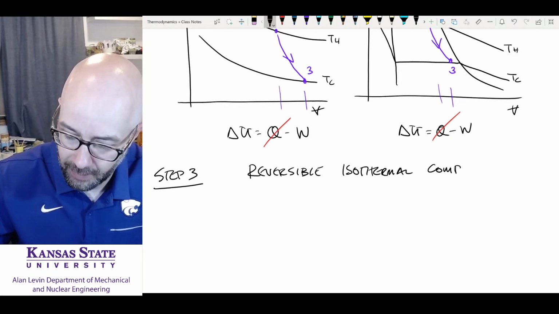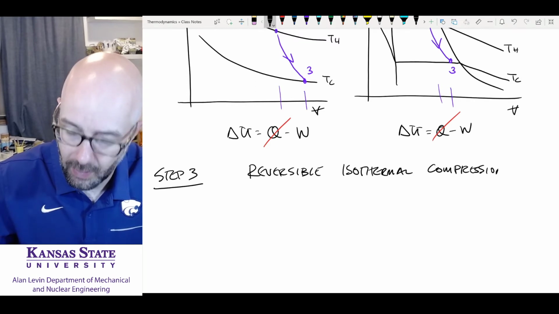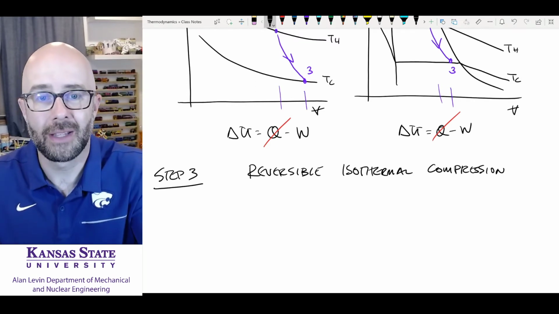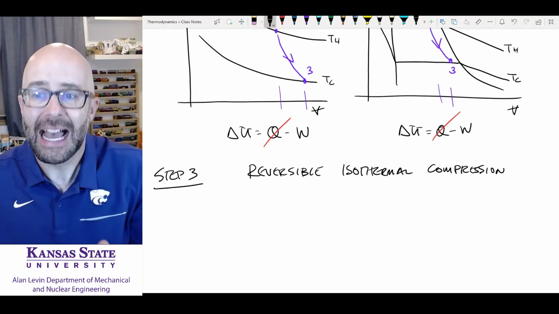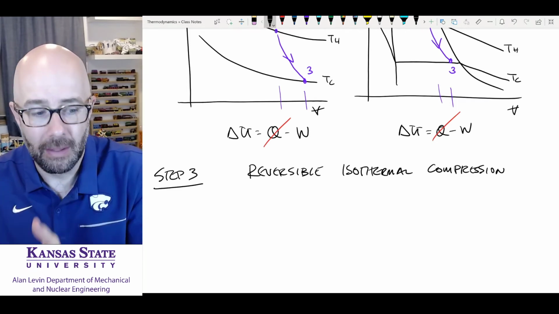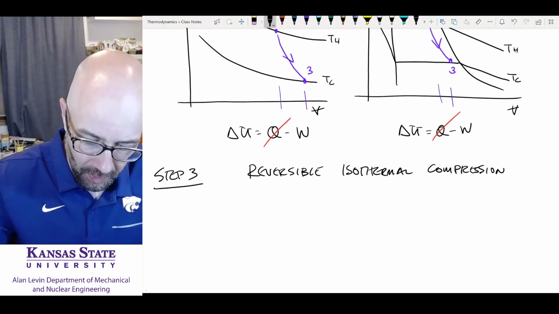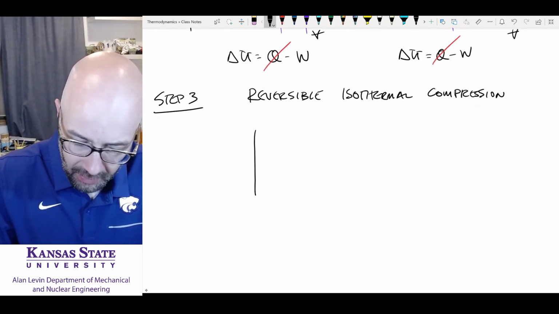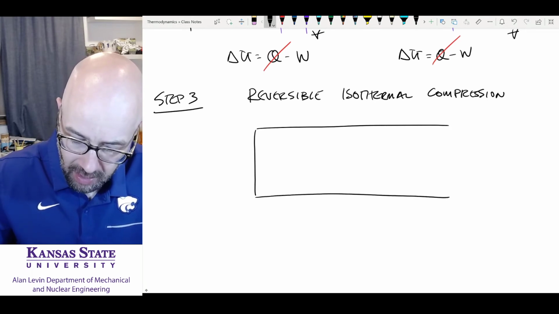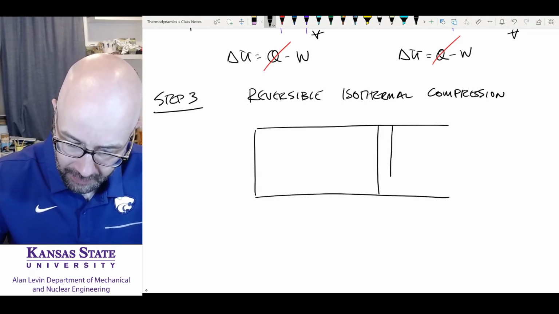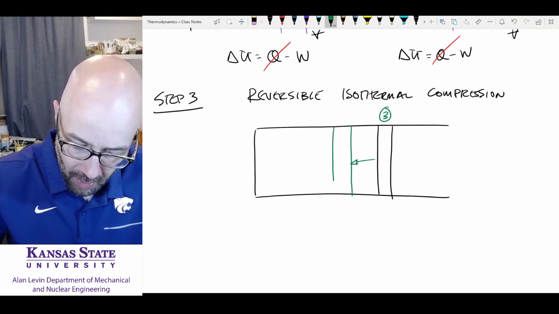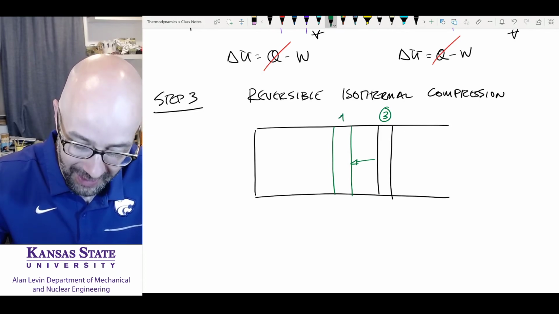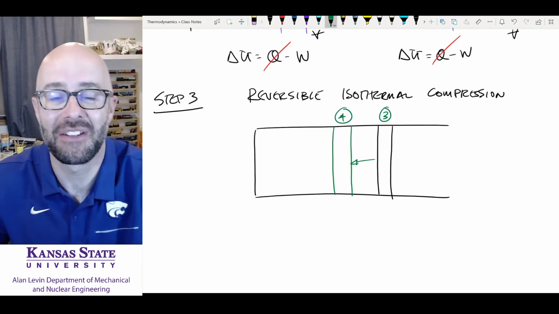Compression. Okay. Reversible is known because it's Carnot. We went isothermal, adiabatic, and now we're back to isothermal, and now we're going compression there. So if we look here at our diagram, we're now up here at state 3, and now we're going to go back to state 4. We're going back to state 4.